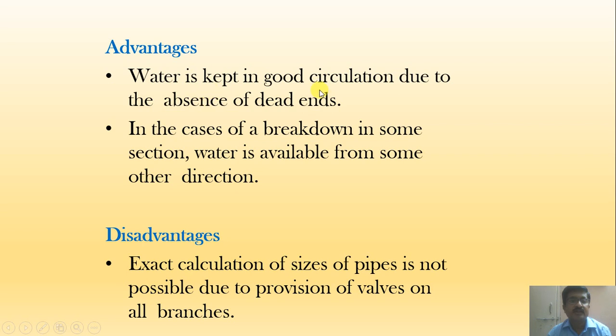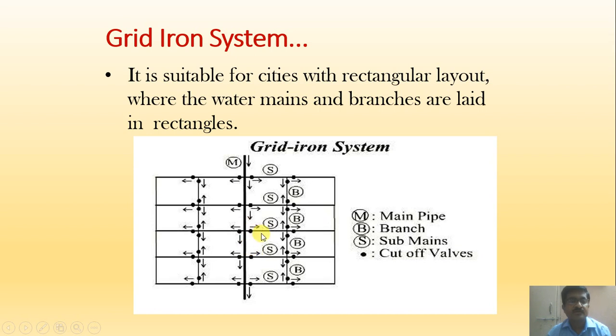Water is kept in a good circulation due to absence of dead ends. In the cases of a breakdown in some section, water is available from some other direction. So what is the meaning of the second statement? If, for some reason, this particular pipeline gets damaged in this area, we can provide the water from the other pipelines to that particular area. That is the main advantage of this system.